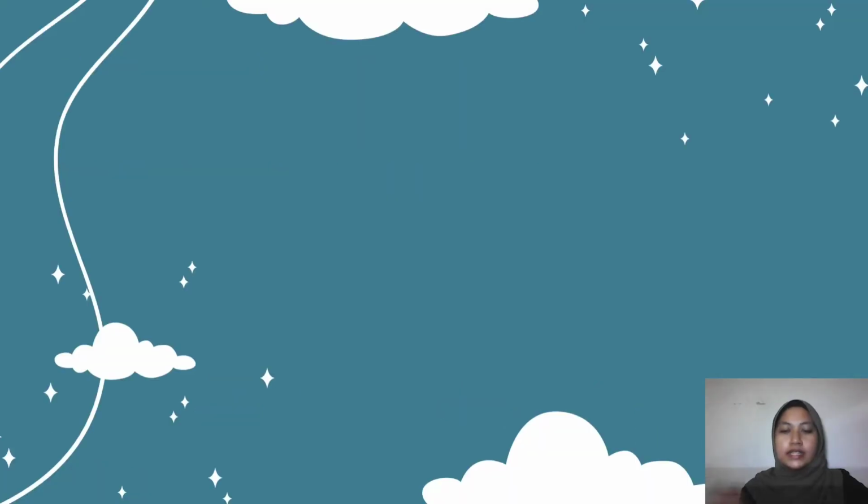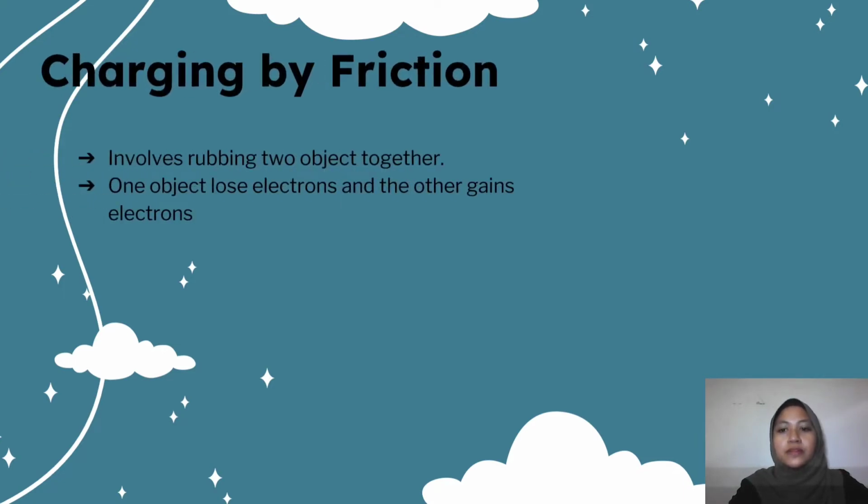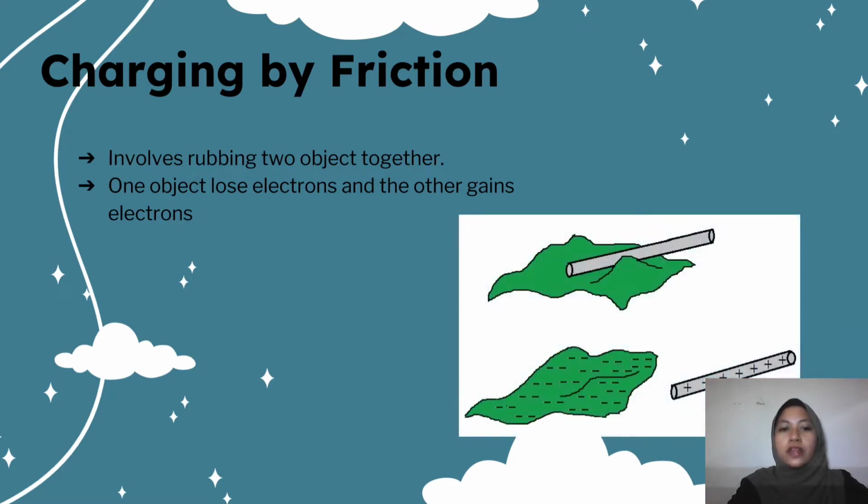The last one is charging by friction. Charging by friction involves rubbing two objects together, where one object will lose electrons and the other object will gain electrons.